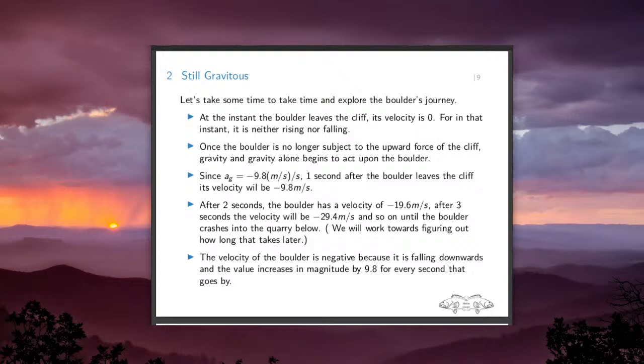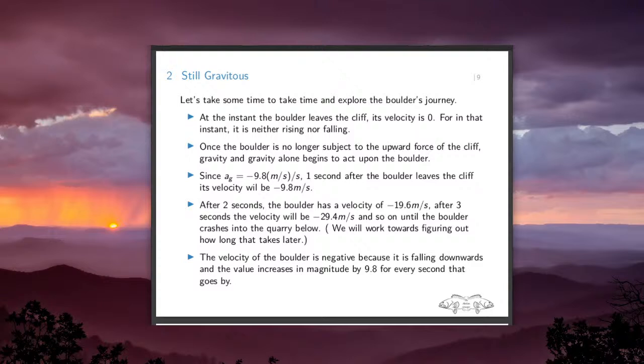But as soon as the boulder is no longer subject to the upward force of the cliff, which is opposing gravity up to that point, once it's rolled off, gravity is the only thing affecting this boulder anymore. And so it's this constant acceleration speeding the boulder up as it falls down. And we know that it's this constant negative 9.8 meters per second squared. So that means in the first 1 second after the boulder leaves the cliff, it increases its velocity from 0 meters per second to negative 9.8 meters per second, right?